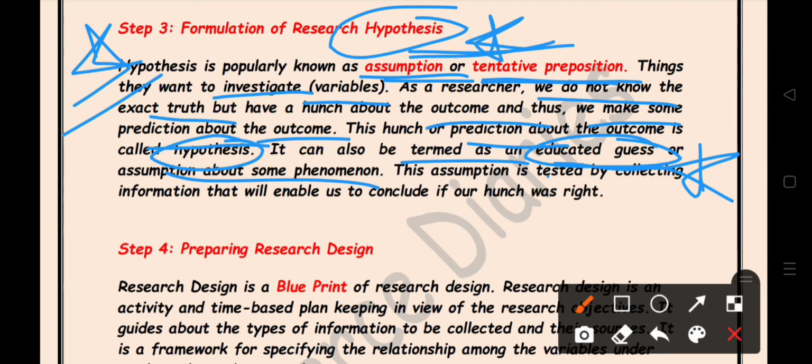This assumption is tested by collecting information that will enable us to conclude whether our hunch is right. Okay, so this is an important point. We have to collect our data on the basis of our hypothesis. So this is also an important step over here, and it plays an important role in the whole research process.